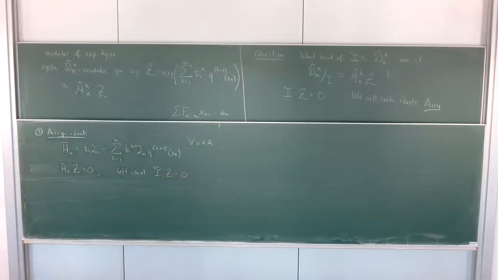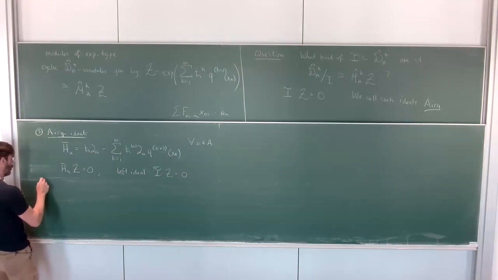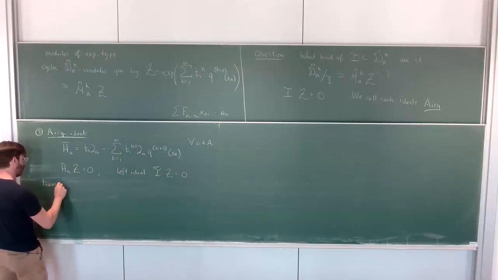And now you can ask, is it everything in the Weyl algebra that kills Z? So if you fix a partition function, is that everything? Is that the annihilator of that partition function, or is there anything else? Turns out there isn't. This is actually the annihilator. So one way to prove it is quite simple, is to show the following.